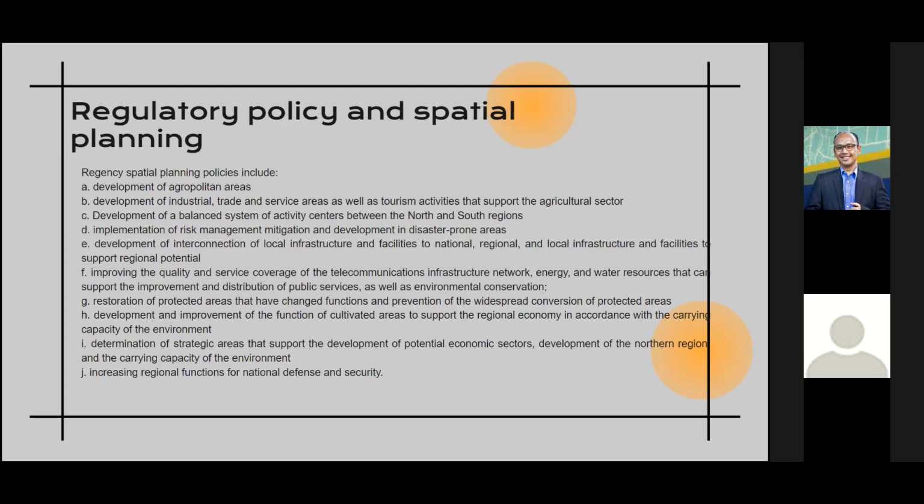The fifth one is the development of interconnection of local infrastructures. The sixth one is to improve the quality and service coverage of telecommunications infrastructure network, energy and water resources. There's also restoration of protected areas, the development and improvement of the function of cultivated areas, and determination of strategic areas. And also the last one is to increase the regional functions for national defense and security.